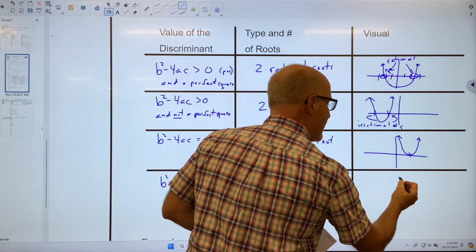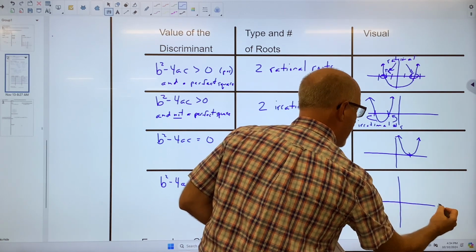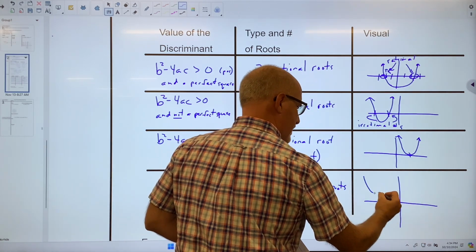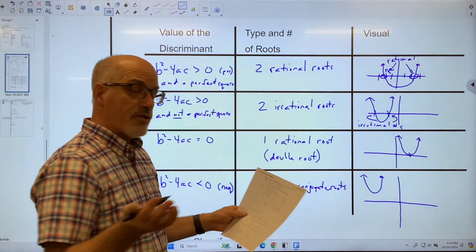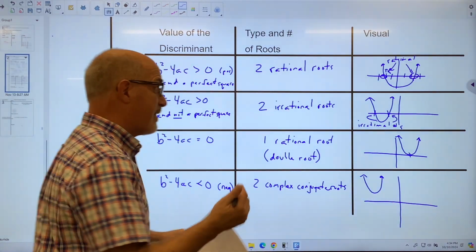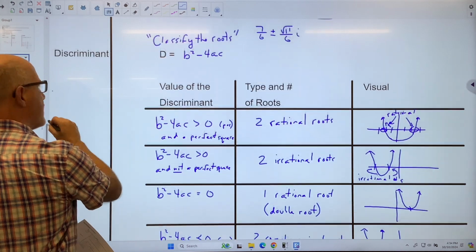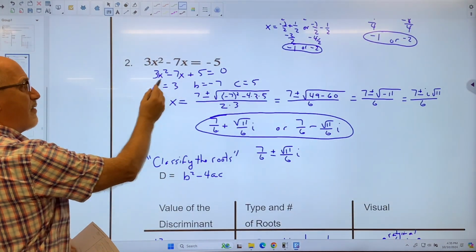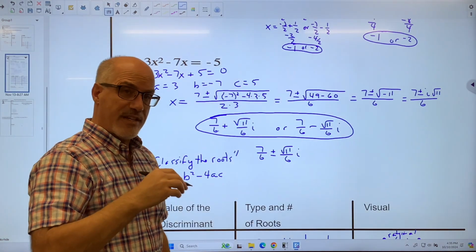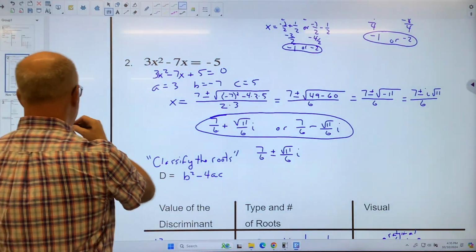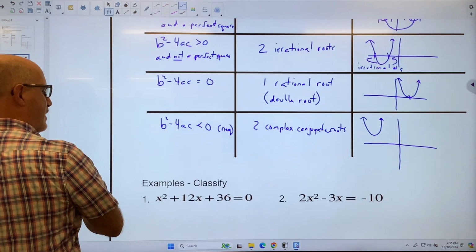And the way this looks graphically, since they're not real solutions, is that the graph never touches the x-axis. There's no x-intercept on the graph. That's what happened on this one. If you were to take the time and graph 3x squared minus 7x plus 5, you'd see that this graph never touches the x-axis. All right, let's take a look at a couple examples down here.